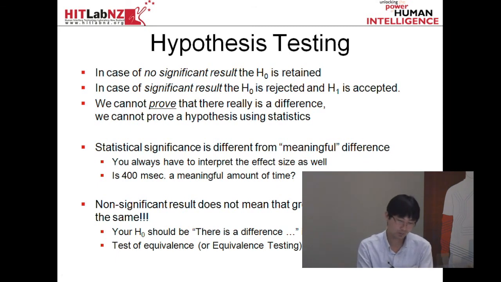So in essence, if you find no significant results, which is a p-value higher than 0.05, then you can say there was no significant difference found from your experiment, but you cannot conclude there is no difference between the two in the whole population. Okay.